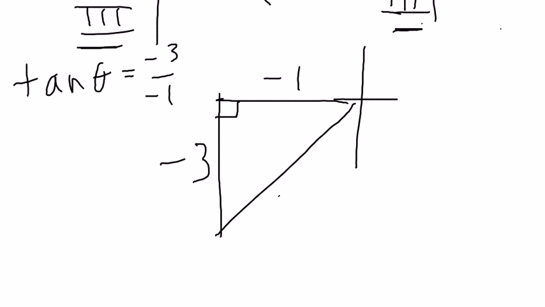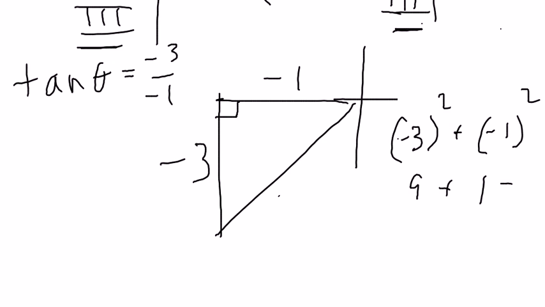So we would take negative 3 squared plus negative 1 squared. Negative 3 squared is 9. Negative 1 squared is 1. You get 10. So this side is the square root of 10.